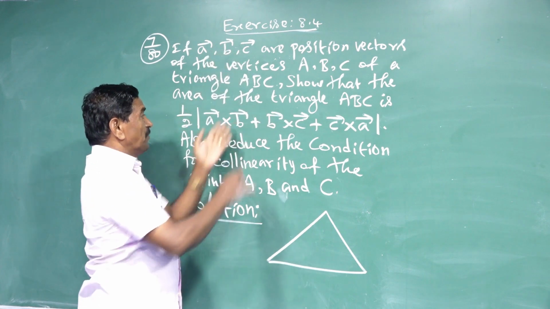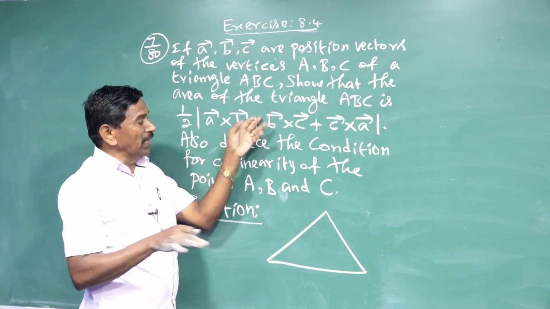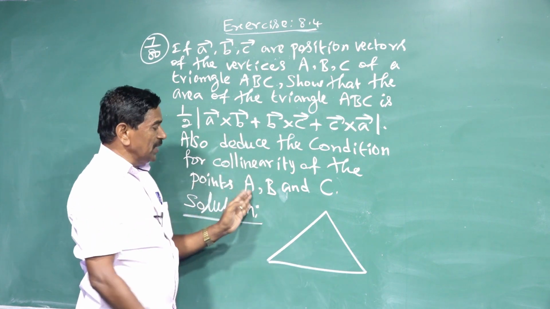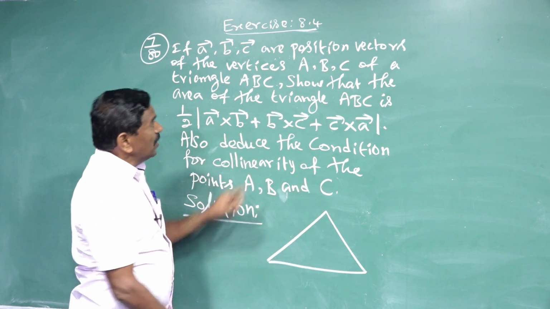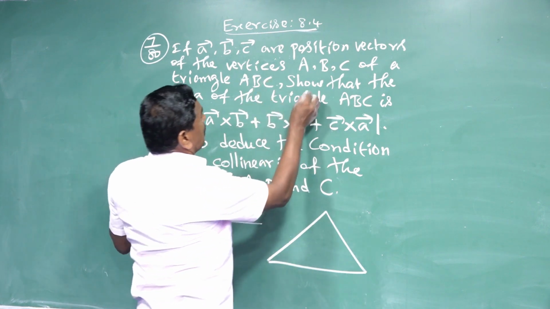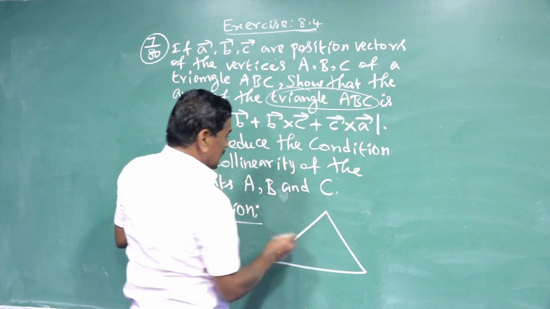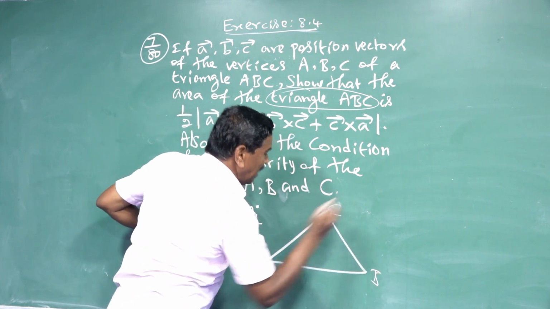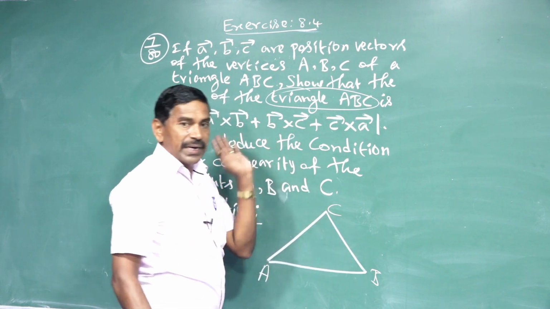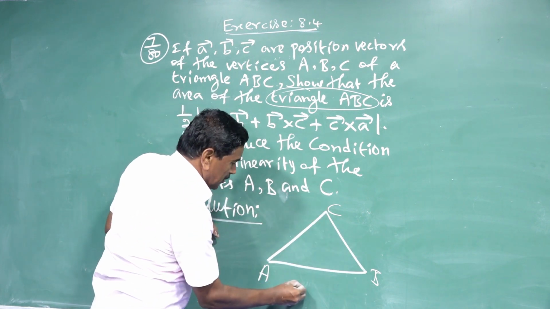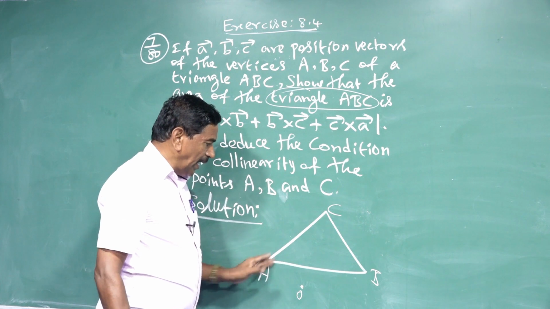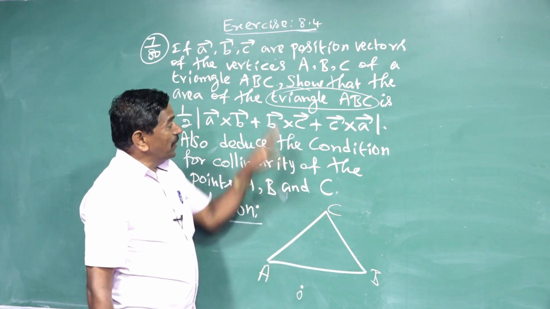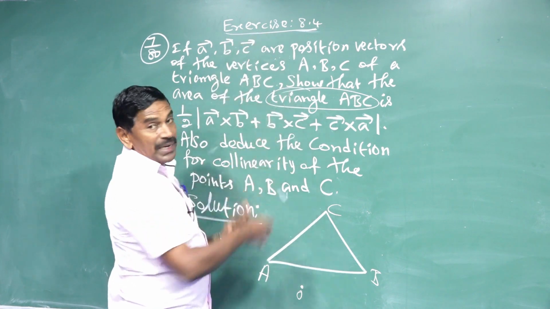First part, we want to prove the area of the triangle. Second part, we want to find the condition for collinearity of the points A, B and C. Here triangle is the keyword. Let ABC be a triangle. Let O be the origin.